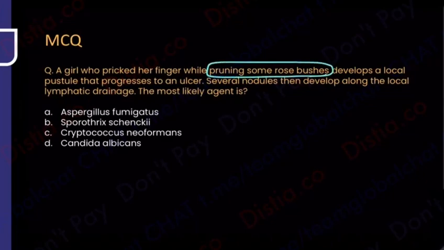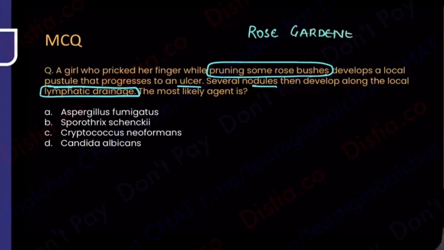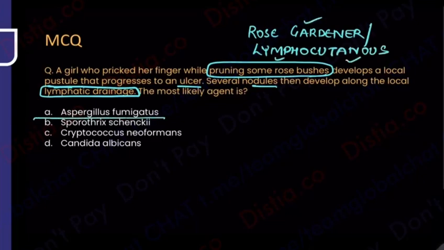I think I've got my answer. She develops a local pustule that progresses into an ulcer and several nodules that develop along the local lymphatic drainage. So first I told you there is something called the rose gardener's disease, and the method of spreading of that rose gardener's disease was lymphocutaneous, and all of that is mentioned so beautifully over here. So we've got the cutaneous involvement, we've got the lymphatic involvement, we've got the garden history, the good life. Garden history, good life means I'm talking about Sporothrix schenckii.